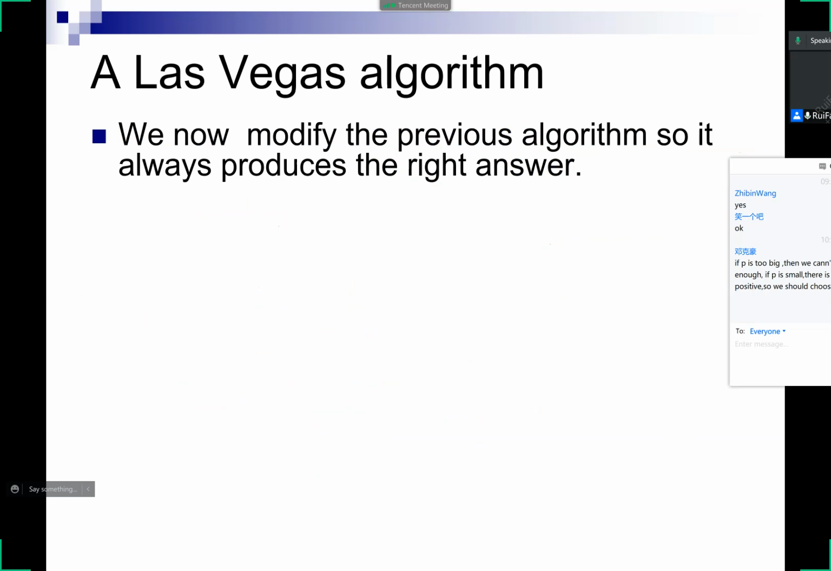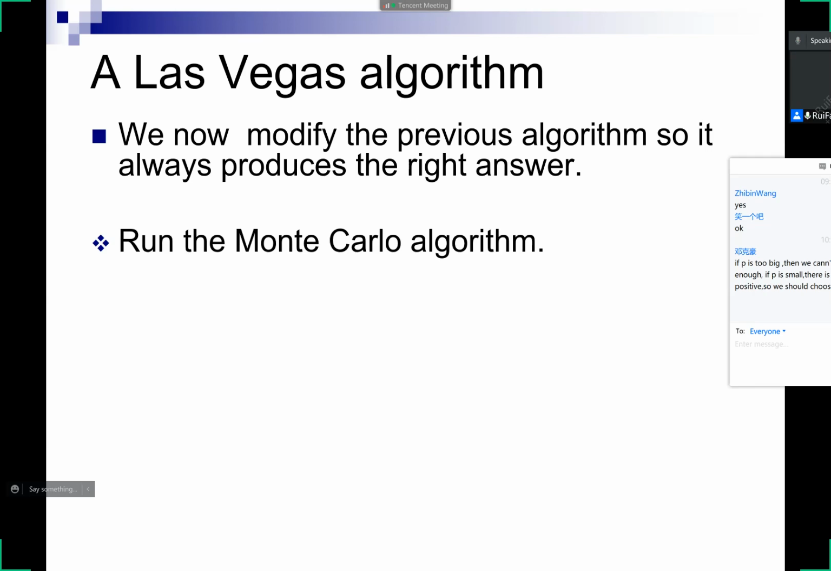So all right. The final thing we're going to do is convert the previous algorithm, which was a Monte Carlo algorithm, so it can give you false positives. Let's say that you want to avoid false positives. Then we're going to convert the previous algorithm to a Las Vegas algorithm, which always gives you the right answer. However, the running time can now change. It's a random variable now.